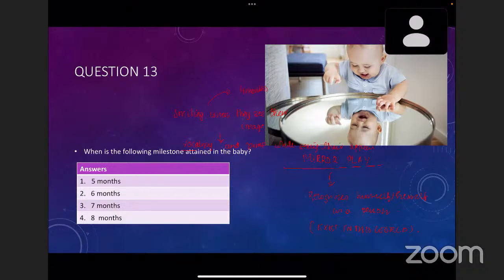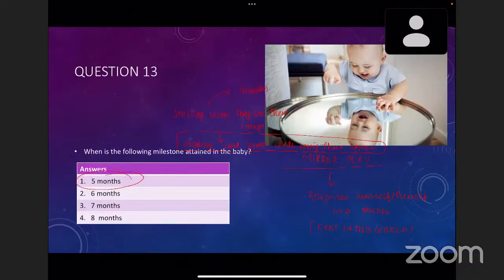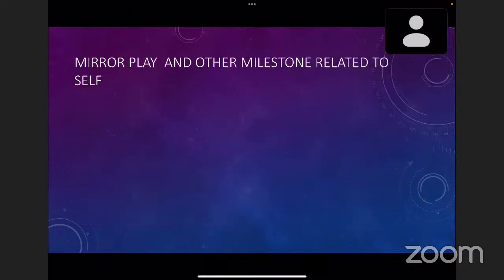And this vocalizing and jumping, this is known as mirror play. This appears at the age of 5 months. So what other related when the child knows himself, as I said, by 5 months, 6 months, the child recognizes herself or himself as a person. When the child knows his or her name, responding to his name and knowing his or her name are two different milestones.